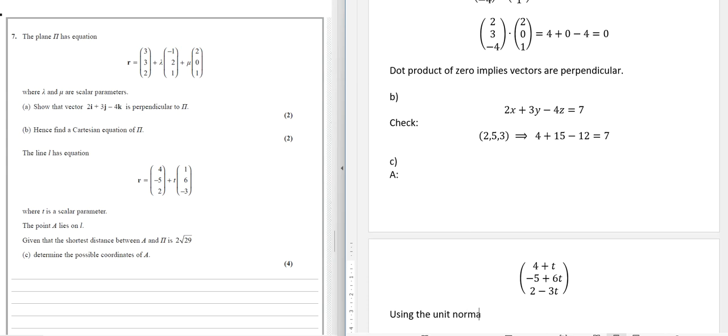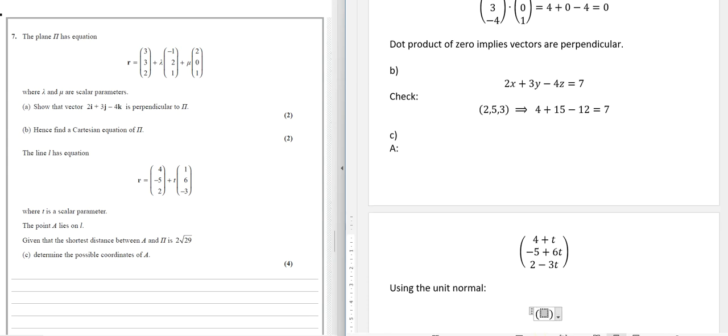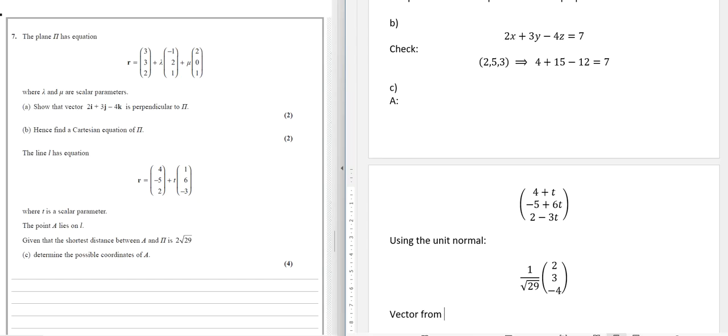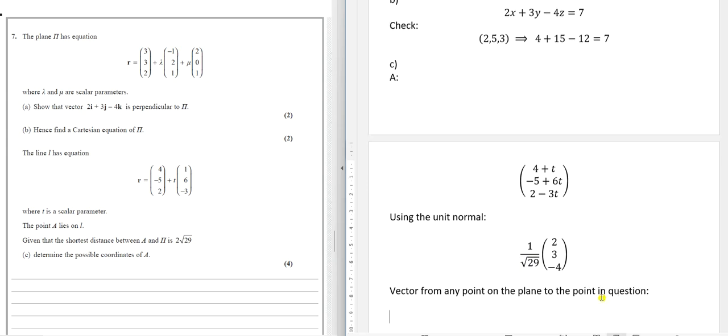Using the unit normal, I need to get the unit normal for that. So I already know that (2, 3, minus 4) is a valid normal. I just need to divide it by its own magnitude. And 2, 3, and 4 give sizes, when I square them, 4, 9, and 16, which is 29. Oh, there's that root 29 that's going to come in handy, I'm sure. That's the unit normal.